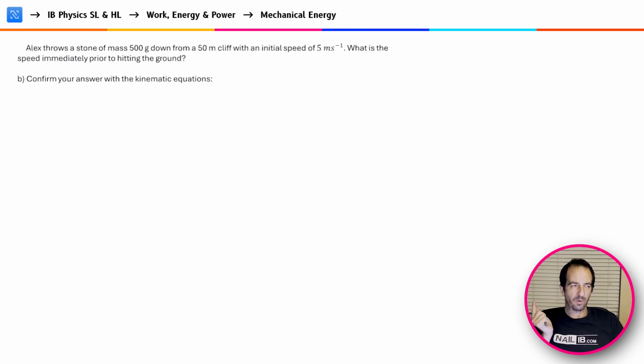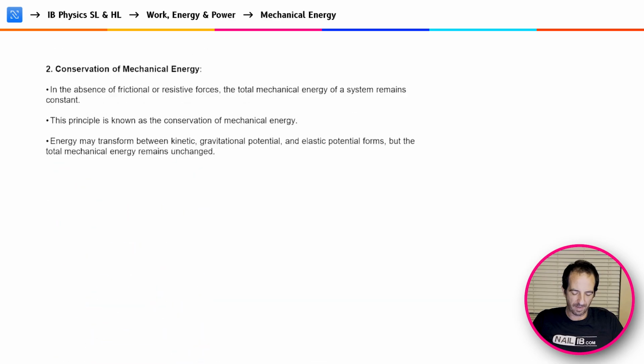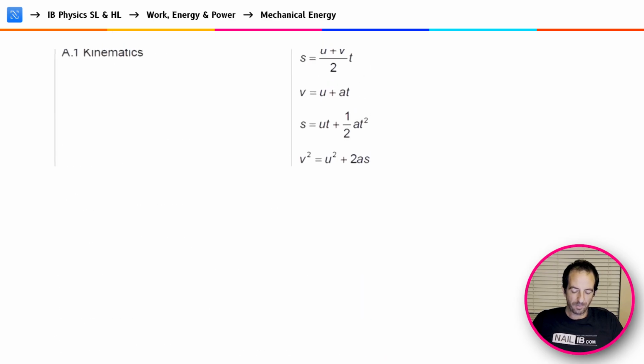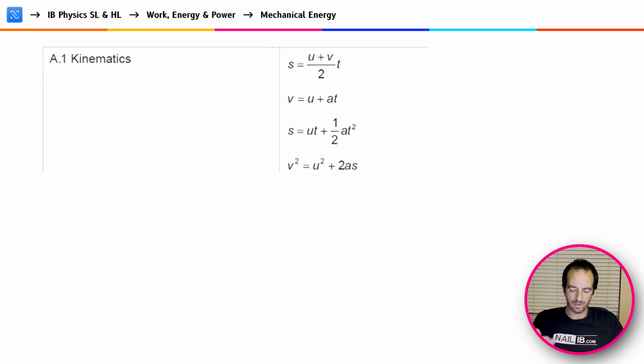Part B is the same question, but now it's telling us to solve with our kinematics equations, which is why I put those on in the slides. If we go up to our kinematics equations from A1, a nice little review, and also just to show that physics should work no matter how we solve it. If we use a correct method, we should get the same answer, obviously. And now I'm going to use the kinematics equations to solve this problem, given the information that we have.